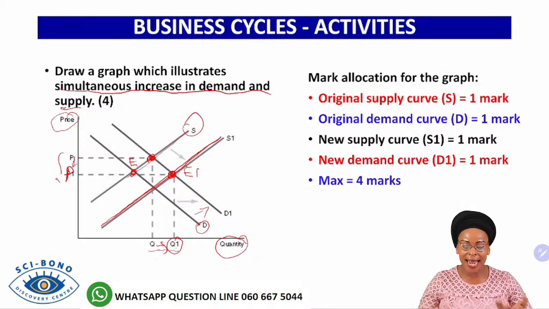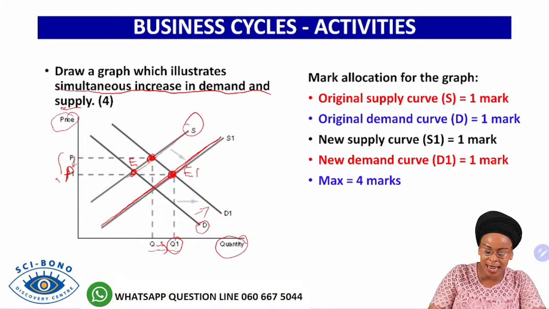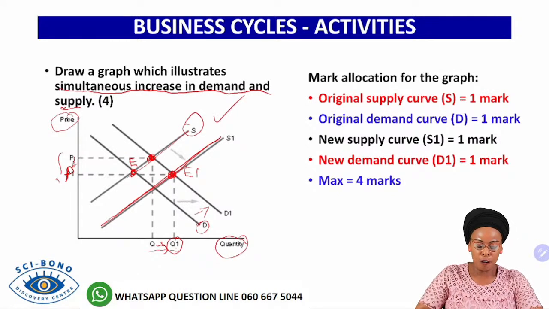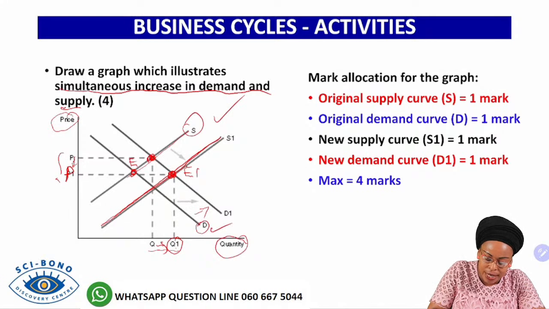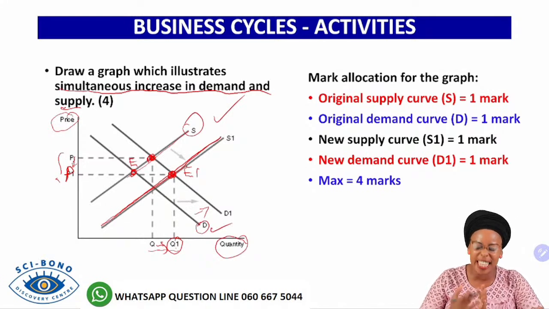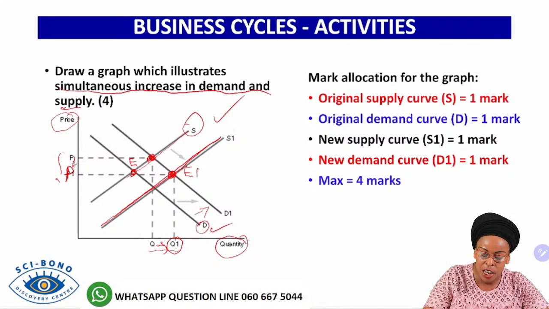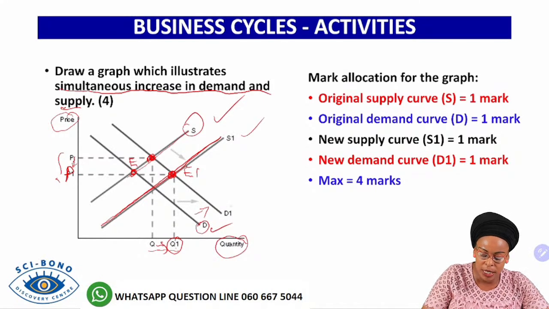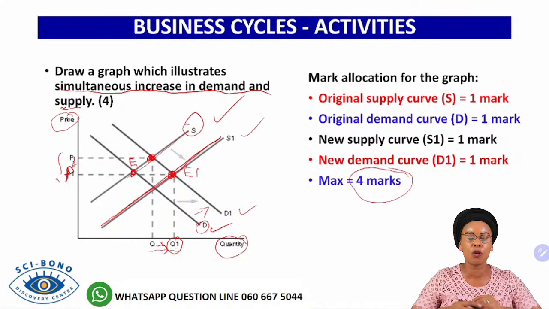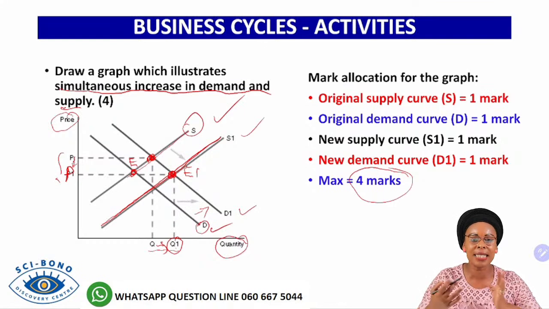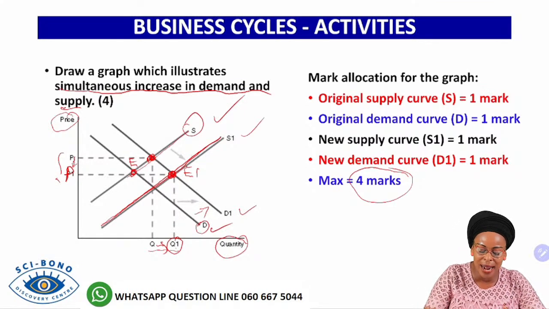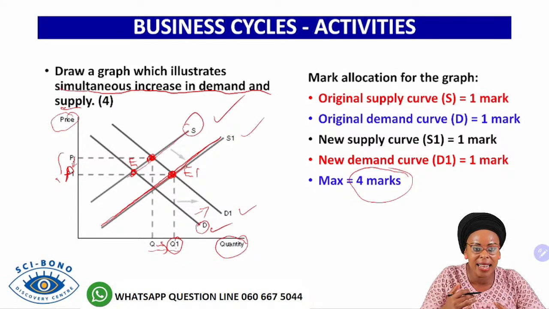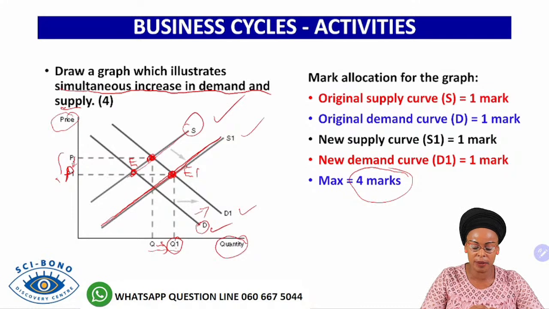But for the mark allocation, for the original supply curve, you'll get 1. For the original demand curve, you'll get 1. For the new supply curve, which is S1, you'll get 1, and for the new demand curve, which is D1, you'll get 1, because the maximum is 4. This is a 4-mark question. If it was an 8-mark question, you would even get marks for showing us the old equilibrium point and the new equilibrium point.